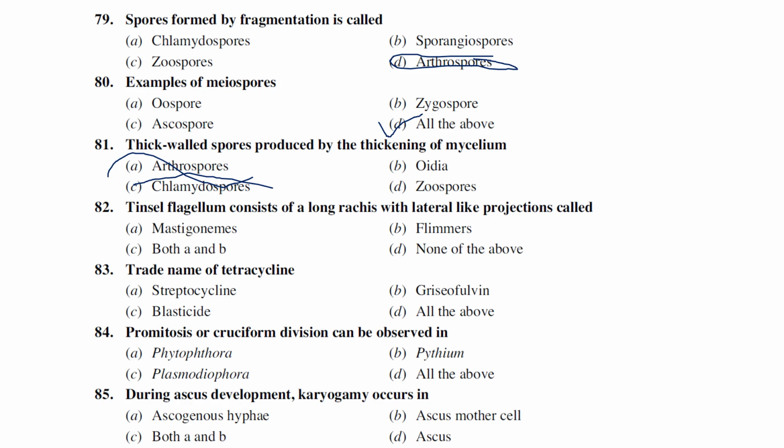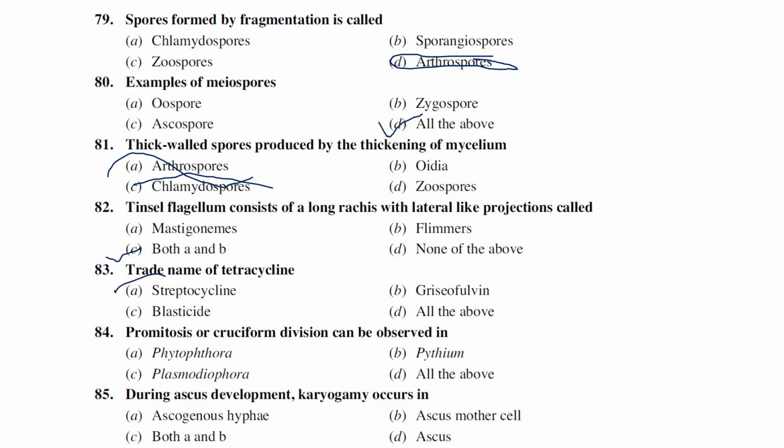Tinsel flagellum consists of a long rachis with lateral hair-like projections called as mastigonemes, flimmers, both A and B, none of the above. So tinsel flagellum that consists of a long rachis with hair-like projections are called as both A and B. Answer: mastigonemes are otherwise called as flimmers. Okay. Trade name of tetracycline: streptocycline, griseofulvin, blastocycline, all the above. So the trade name of tetracycline is streptocycline.